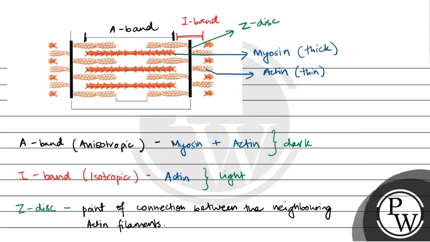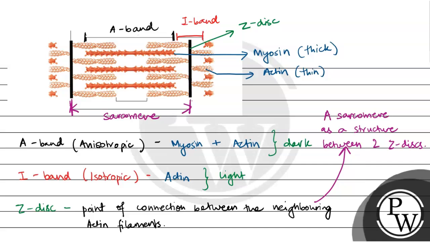With respect to this, a sarcomere is also defined with respect to the Z discs. So a sarcomere can be described as a structure. A sarcomere is also described as a structure between two Z discs. This right here from this to this region will be called a sarcomere.